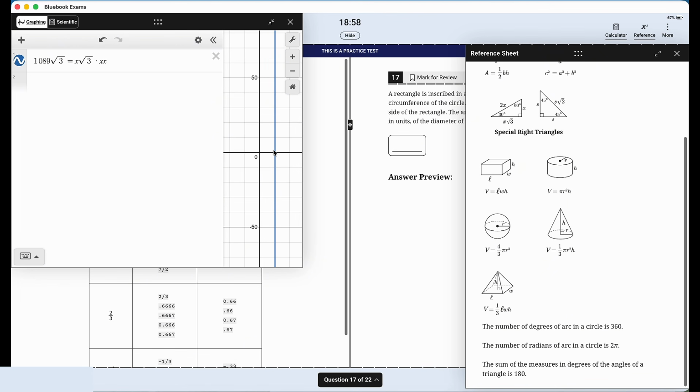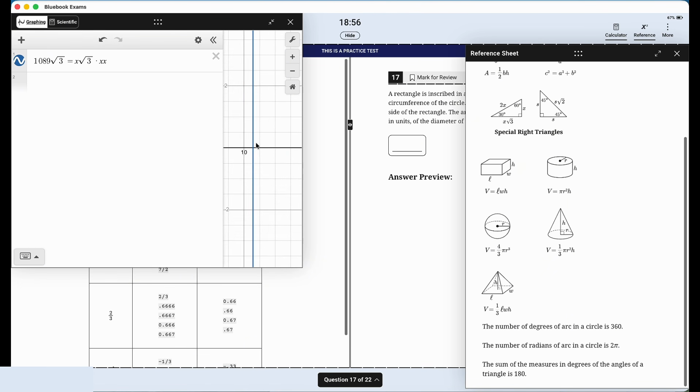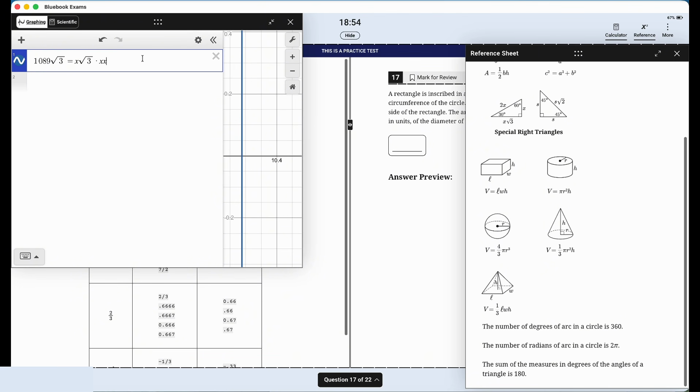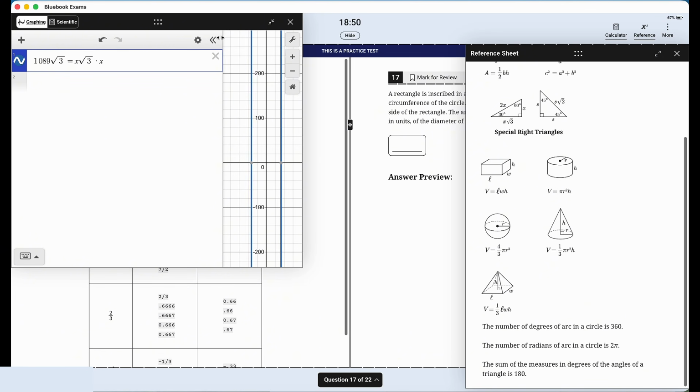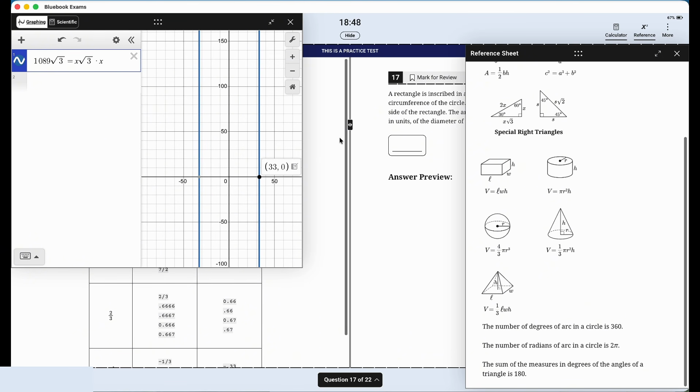And you see, it'll just solve for x, right? I can't click on it, but if I zoom in on it, hang on, I have xx there, that's why. So let's make this a little smaller. Yeah, I should be able to click on it. It's 33. Now, just be careful.